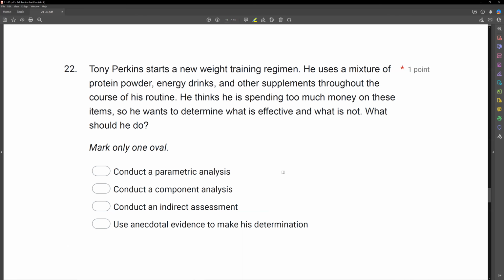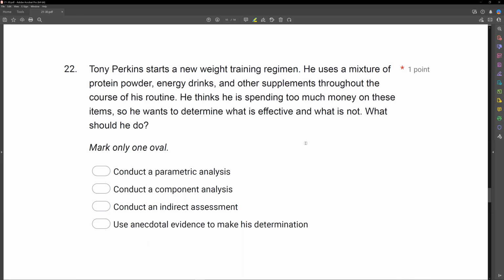A, parametric analysis. Be very careful when we're talking about component versus parametric. Component is really our top level, right? Component, we're looking at each individual intervention in our package. So we're going to look at protein powder, we're going to look at energy drinks, we're going to look at supplements, or we're going to look at DRO, we're going to look at shaping, we're going to look at punishment. Parametric, we're going to determine, okay, this one is effective. Now let's decide how much of it do we need.